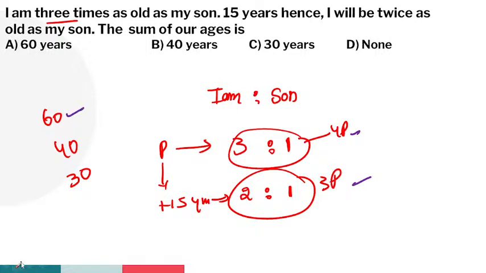Option 1 is the right answer. Clear, all of you? Check the remaining options. No problem, guys. 40 is a multiple of 4? Yes. 40 is a multiple of 3? No. So 40 is not valid. That's why option 60 is the right answer, guys.